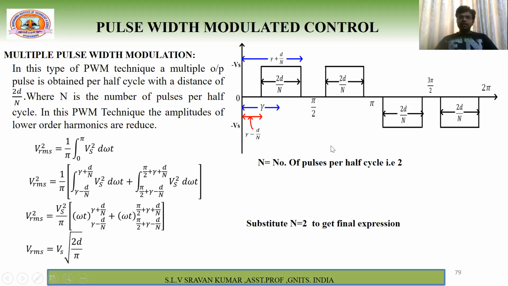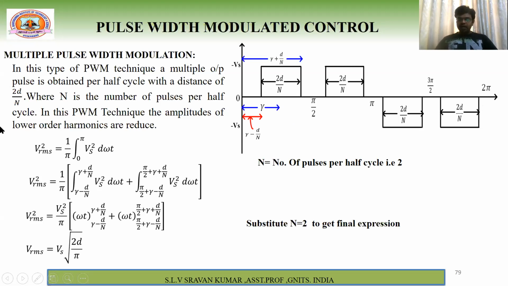Here the number of pulses per half cycle is 2. That will be indicated with n, right? Now what is the pulse width? Pulse width is 2d by n. So here also 2d by n, here also 2d by n, and here also 2d by n. This is your pi and this is your 2 pi, right? If this total is 2d by n, this half part will be d by n, this half part will be d by n, right?